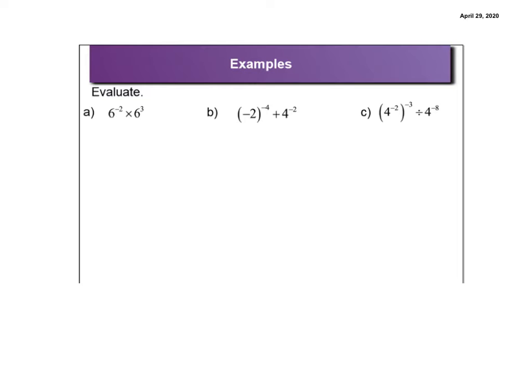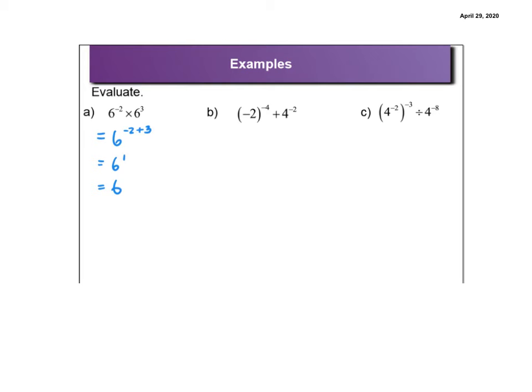So when we are multiplying two powers that have the same base, we add the exponents. So we could rewrite this as 6 to the negative 2 plus 3, which is 6 to the 1, which of course is the exact same thing as 6.